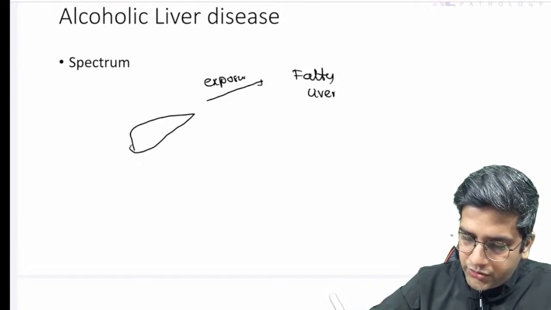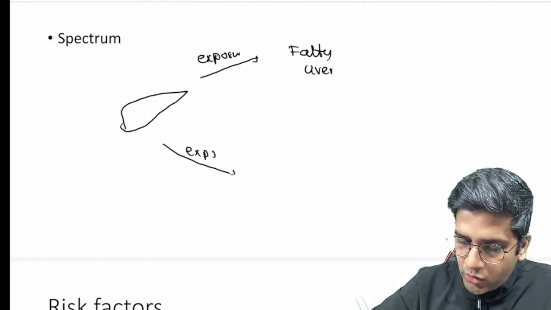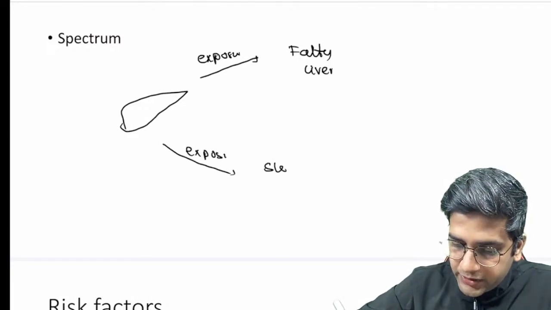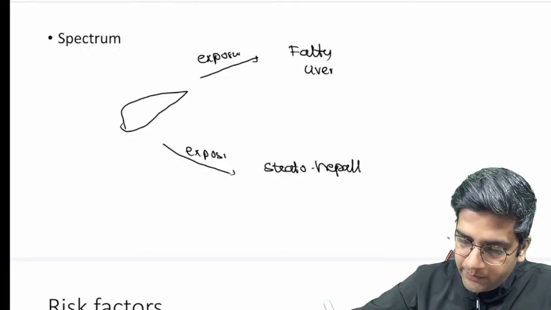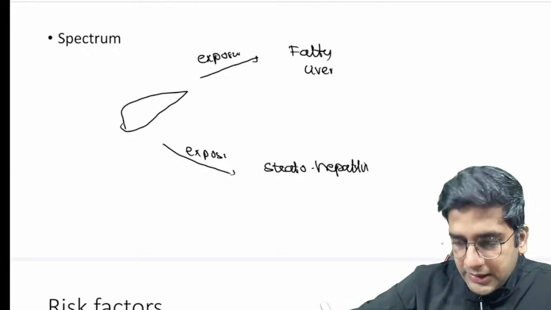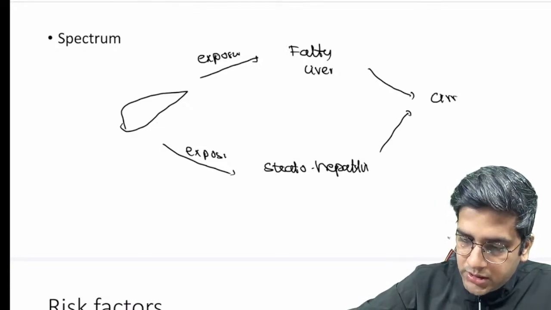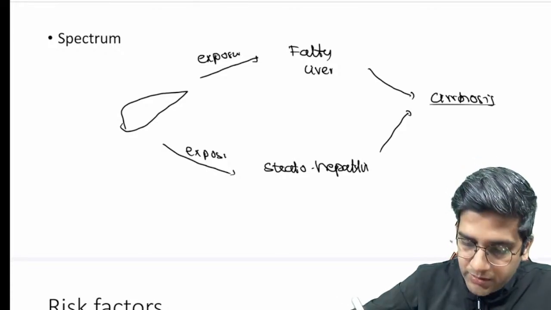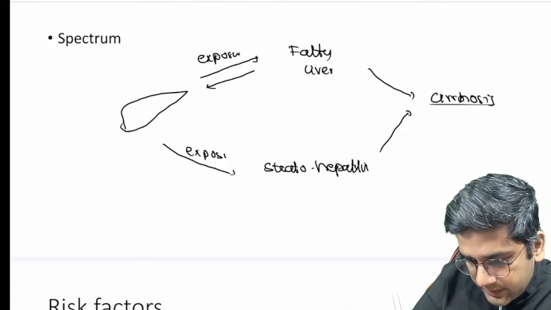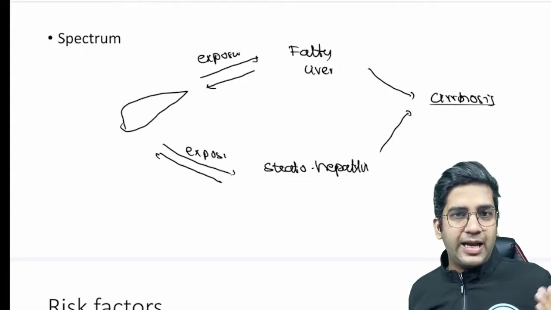Okay, no issues. Exposure to alcohol can result in alcoholic steatohepatitis, which is inflammation as well as the fatty liver. Both of them might progress to cirrhosis. Cirrhosis is the only one which is irreversible. Fatty liver can come back if the person stops the alcohol, if there's abstinence, right?